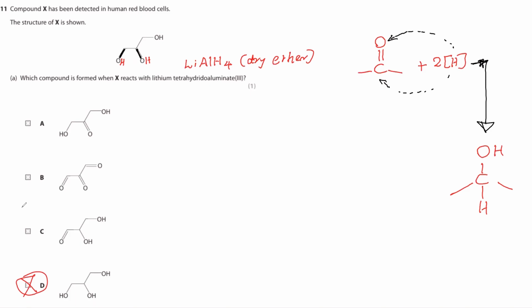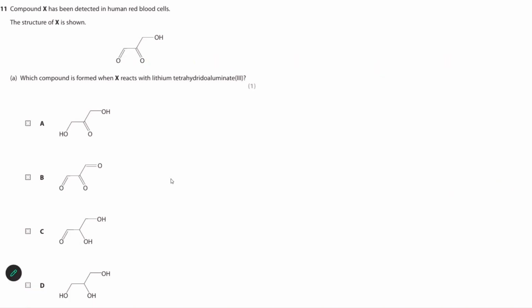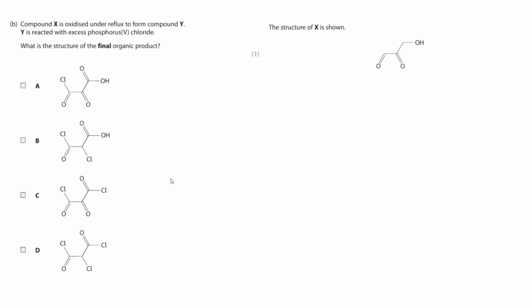Let's move on to question number 11, part B. The structure of X is shown. Compound X is oxidized under reflux to form compound Y. Now they are going to oxidize this compound X under reflux. This is what will happen.